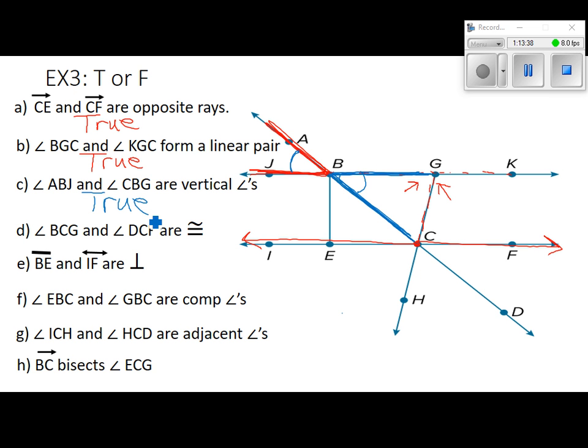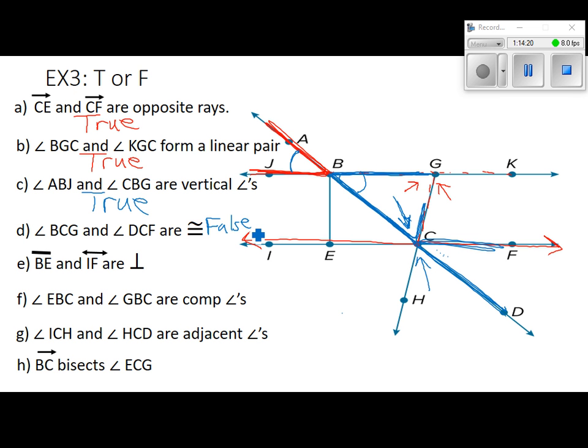Next one. Angle BCG is this angle down here, and angle DCF, that's this angle, are congruent to each other. You have to be careful with this. These two angles are not vertical angles. This angle would actually be a vertical angle to that angle. So do we know for sure that these are congruent to each other? No, we can't assume that. So that's false.